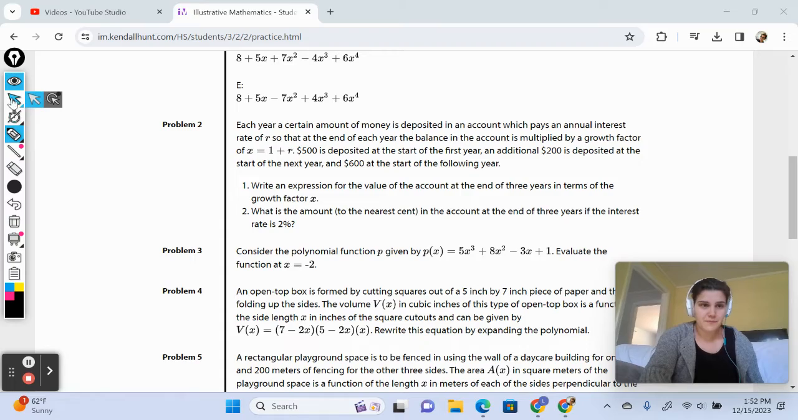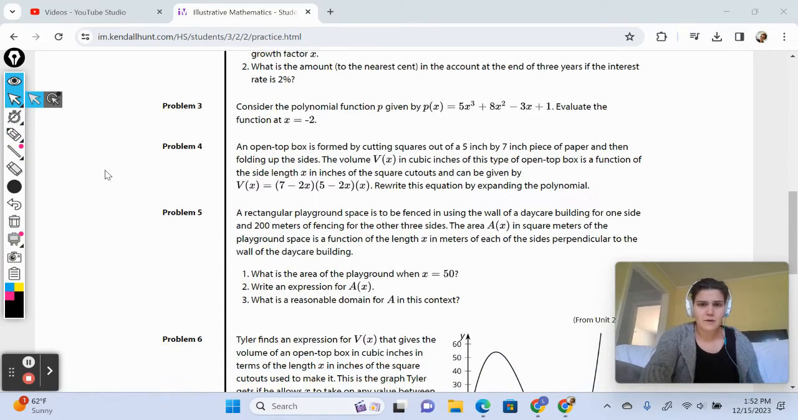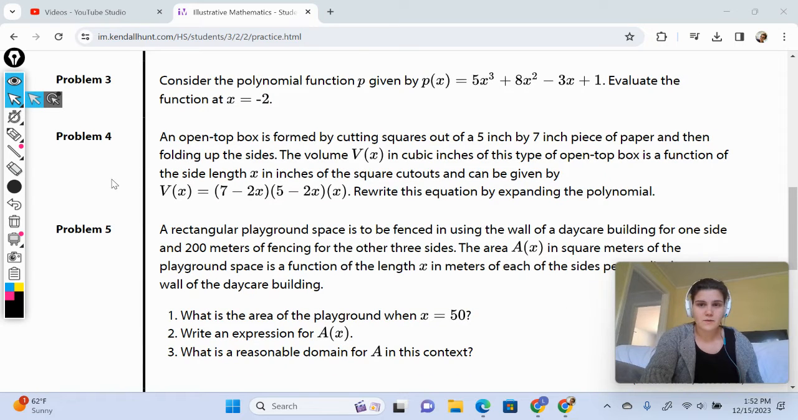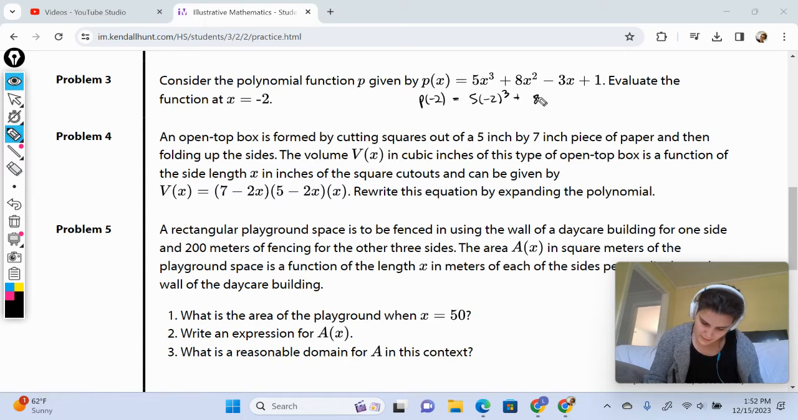Problem number 3. Consider the polynomial function given by x cubed plus 8x squared minus 3x plus 1. Evaluate the function at x is negative 2. So we need to evaluate at x is negative 2, which means for every x, we're going to replace with a negative 2. Remember, I always put negatives in parentheses because that helps me keep track of the signs.